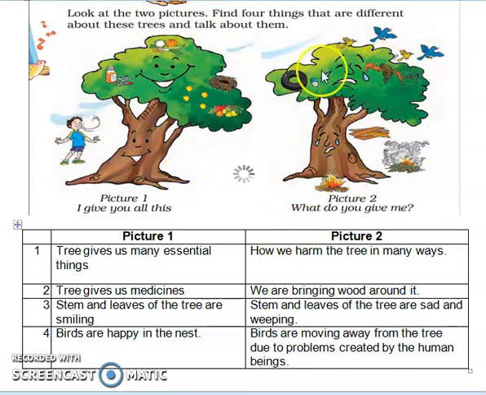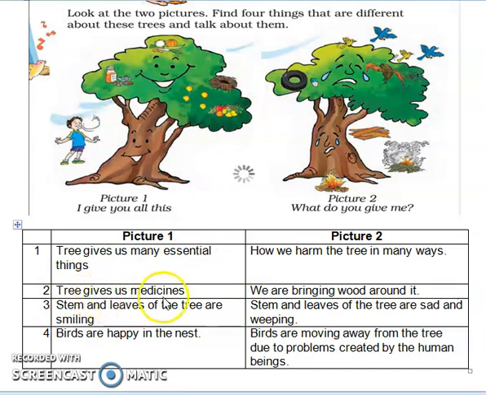And how we harm is shown in picture 2. How we harm the trees in many ways. Picture 2 shows how we, meaning human beings, harm the trees in many ways. You can see these many ways in which we can harm the trees, and we are harming the trees.